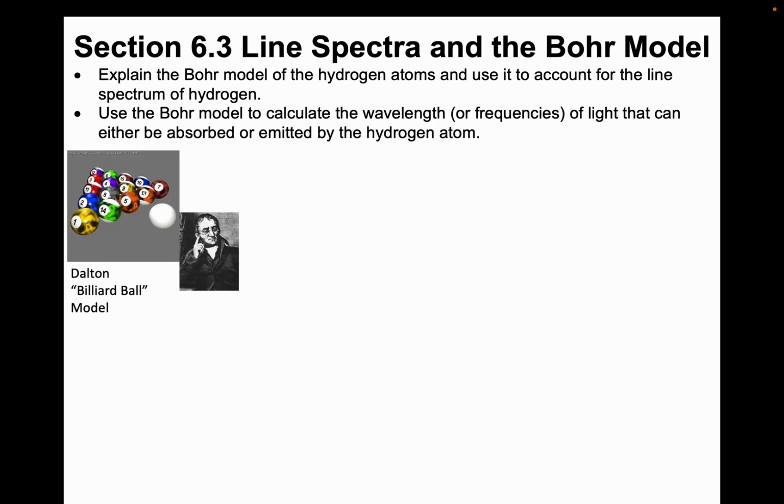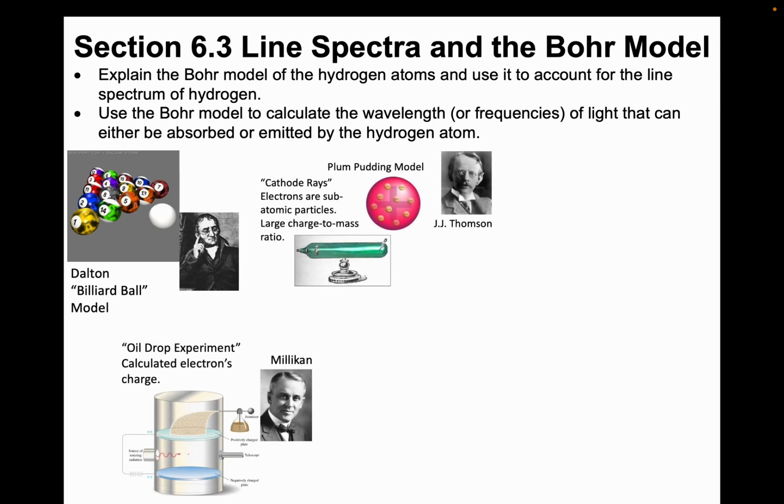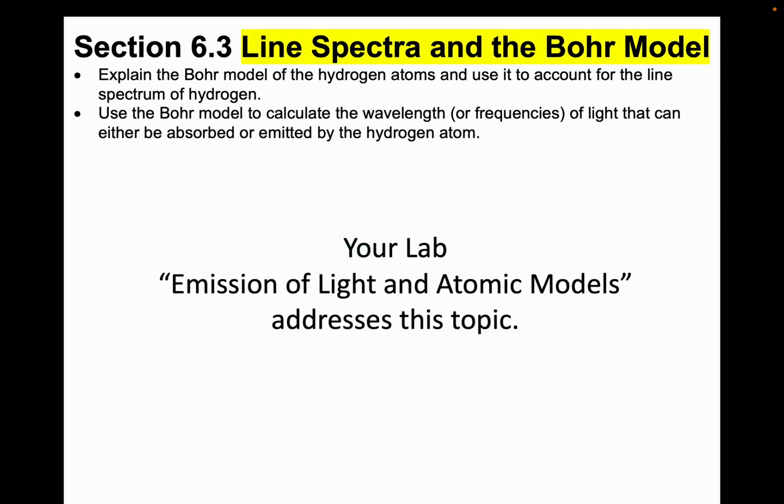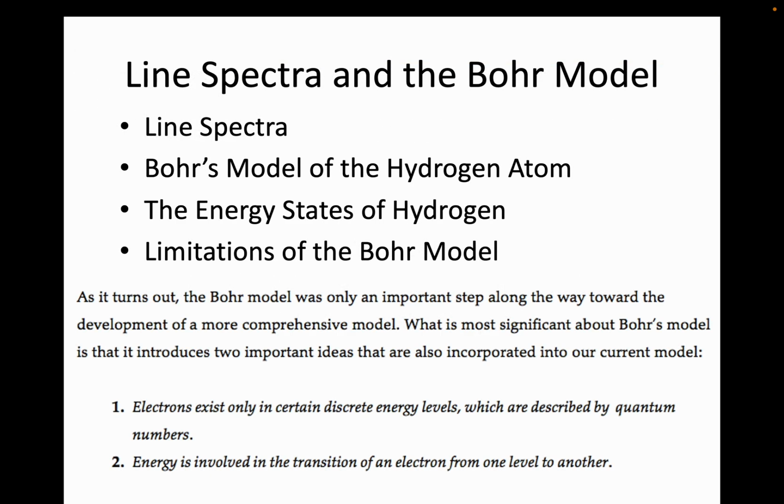In Section 6.3, we're going to look at Bohr's model of the hydrogen atom. Up to this point, we've looked at different models for atoms, beginning with Dalton's model, modifying that as we learned more about electrons, and leading to Rutherford's nuclear model. Connecting the line spectra to the Bohr model is something you're going to investigate in the lab, on emission of light and atomic models. Section 6.3 is really closely aligned to what you'll be doing in the lab. Here are the different sections of the book on the Bohr model.